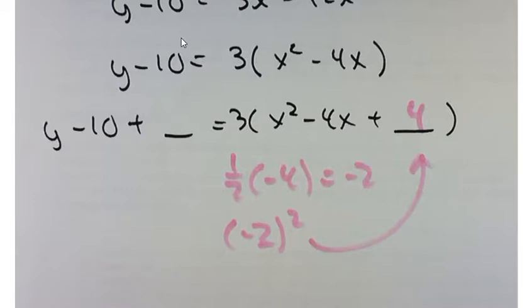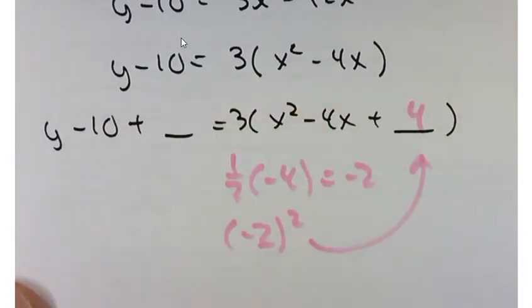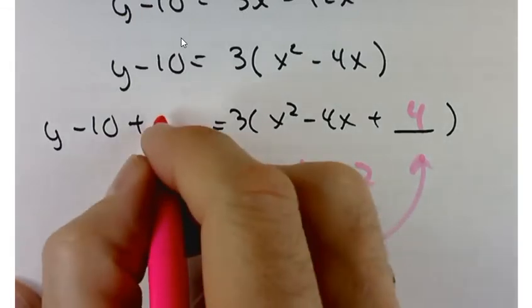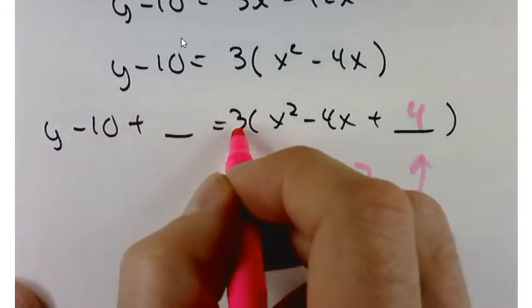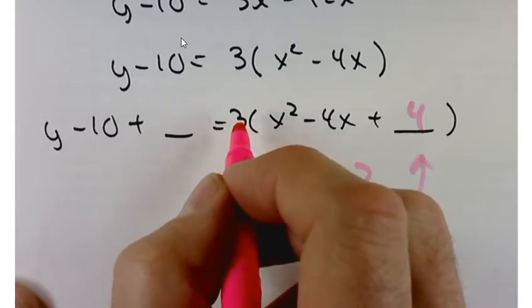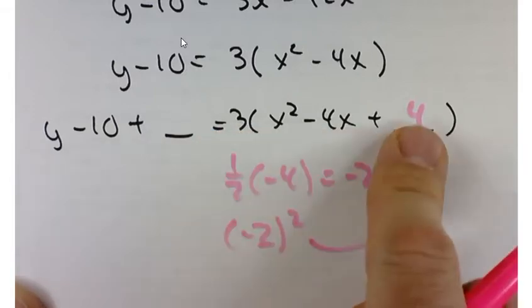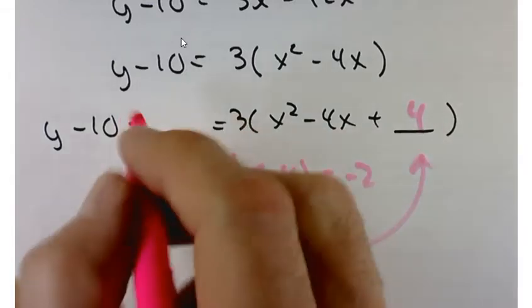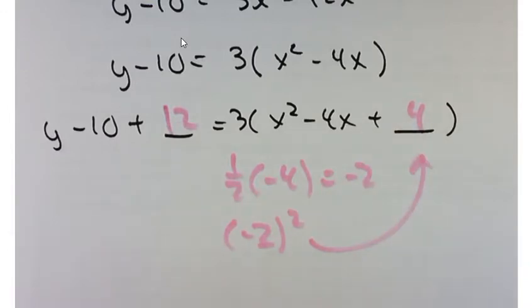Anna, if I put a 4 in the parentheses here, what do I have to add to the left-hand side to keep it in balance? Well, I really didn't just put a 4 here. I put 3 times 4 on the right-hand side. So 12. So you put 12. By putting that 4 there, you've added 12 to the right-hand side. So to keep things in balance, you're going to add 12 to the left-hand side.